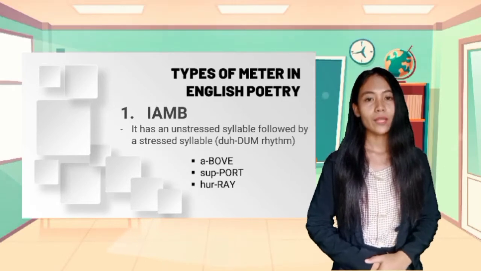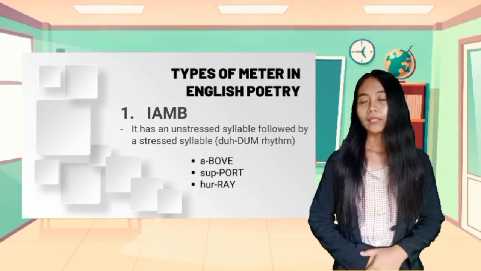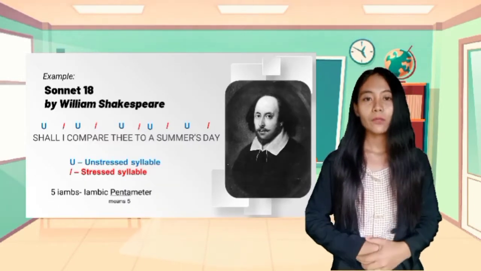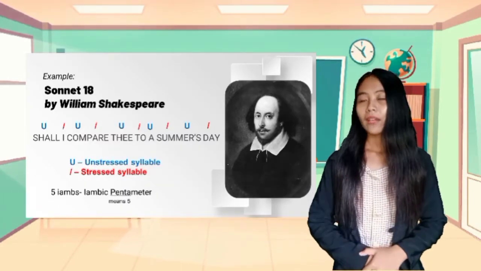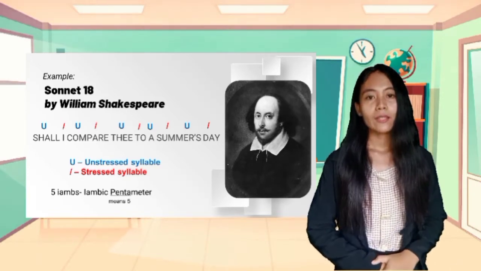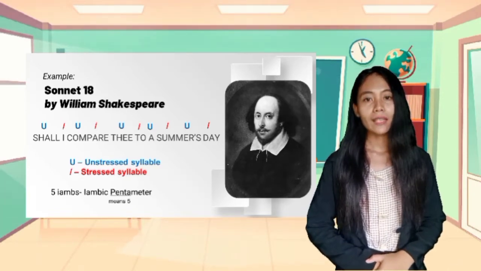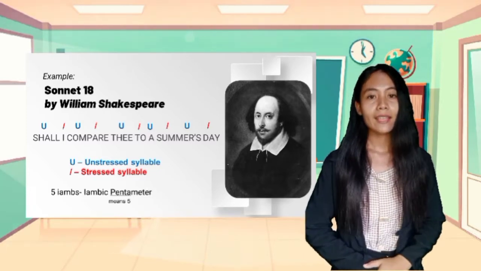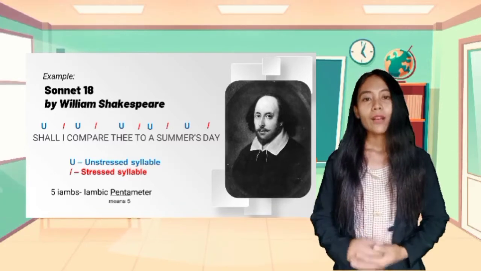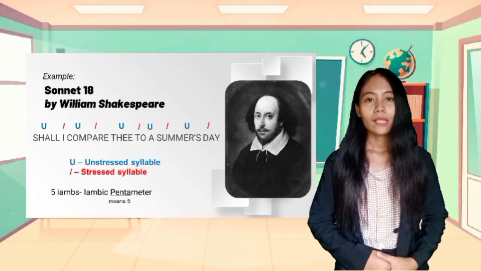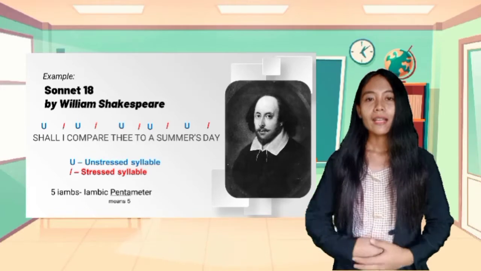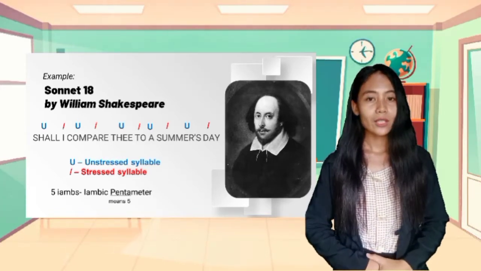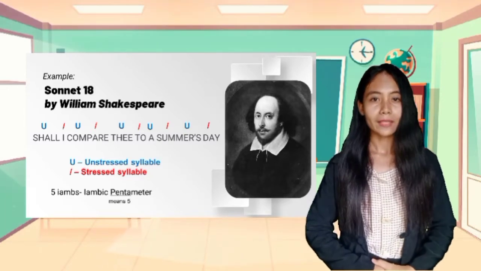For example, the words above, support, hooray. Let's consider Sonnet 18 of William Shakespeare. "Shall I compare thee to a summer's day?" It has the following metrical pattern: da-dum, da-dum, da-dum, da-dum, da-dum. As we can see, there is an unstressed syllable followed by a stressed syllable. There are five iambs here. Since penta is the prefix for five, we call this metrical form iambic pentameter.